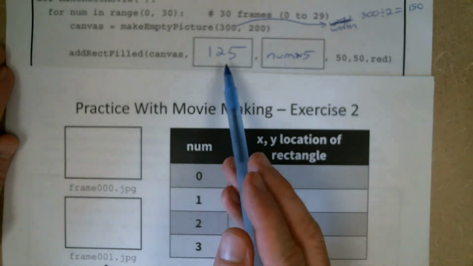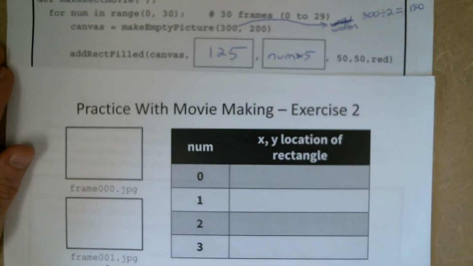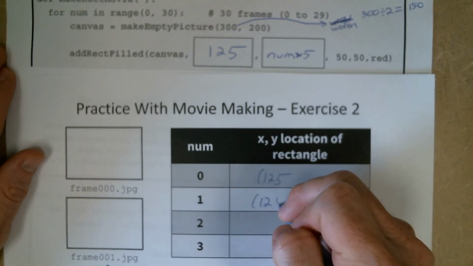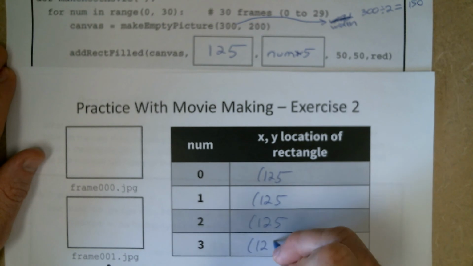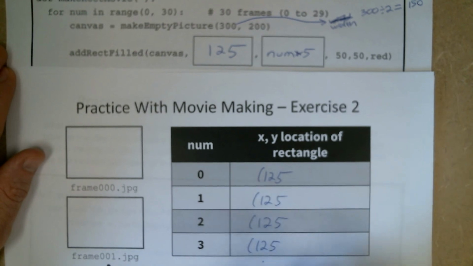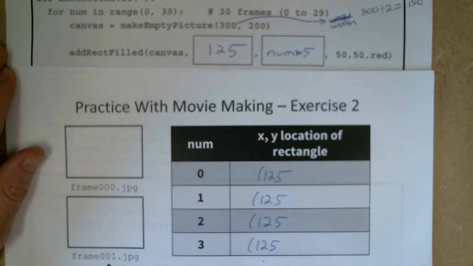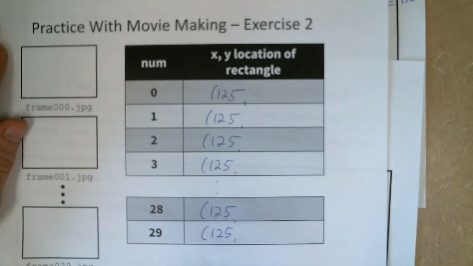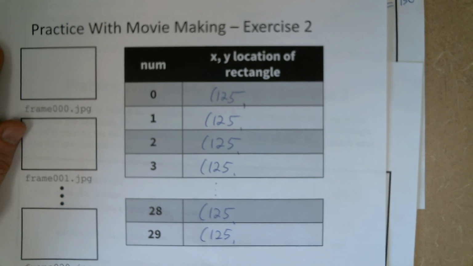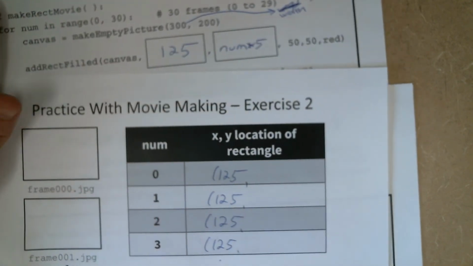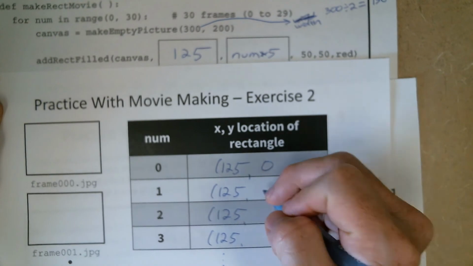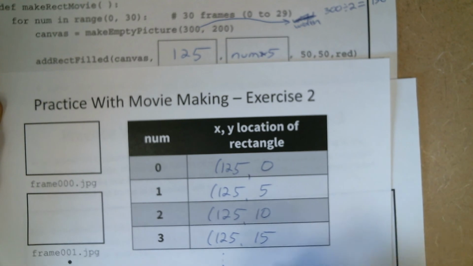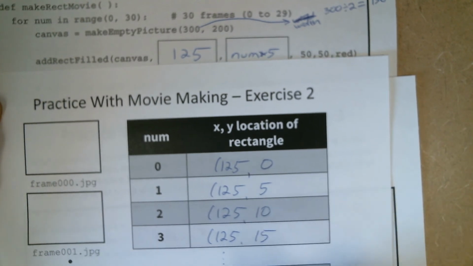So 125 has now been hard-coded into our program. So no matter what frame it is, the X is not changing. The X is staying 125 the whole way down because it's no longer tied to that num variable. It is just 125, 125, 125 all the way down the sheet. Now, the Y is the one that's tied to the num variable. That's the one where we just filled in num times 5. So at the beginning, it's 0 times 5, then 1 times 5, 2 times 5, 3 times 5, all the way up to 28 times 5, and 29 times 5.